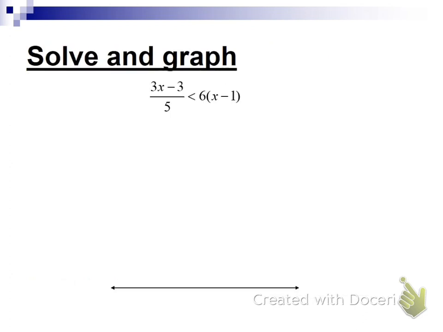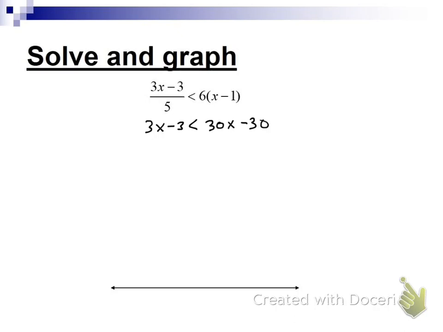So if I ask you to solve and graph, this is just a linear inequality. Coach me up here. What will we do first? Okay, so you're just going to take the 5 through. So we're going to multiply both sides by 5. On our left-hand side, that gives me 3x minus 3. Can I just in my head go 5 times 6 is 30 and then distribute the 30? So it becomes 30x minus 30.